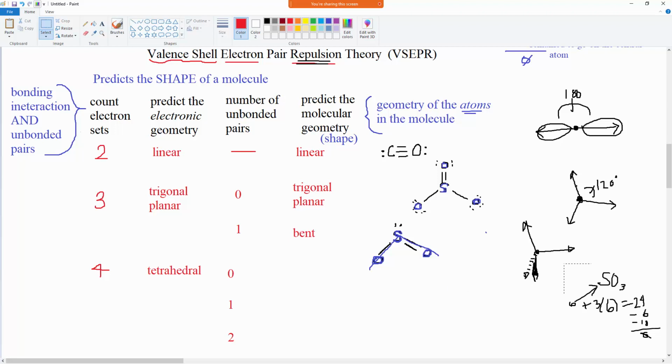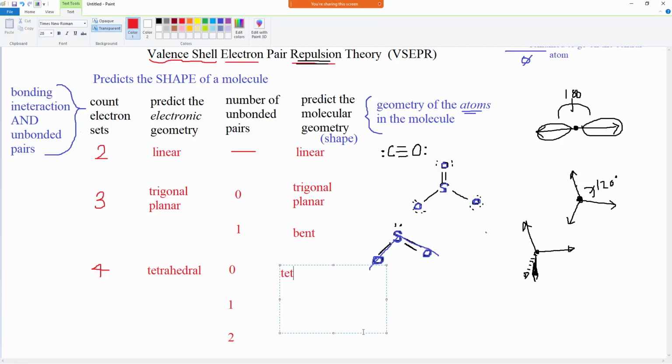Okay, again, as we saw with the trigonal planar, if I have no unbonded pairs, then every one of my electron sets terminates in an atom. Therefore, the electronic geometry is the same as the geometry of the atoms. And so if I have no lone pairs, then my molecular geometry is still tetrahedral.